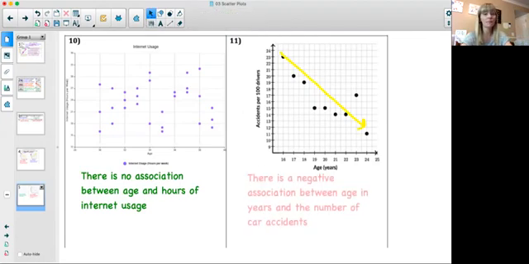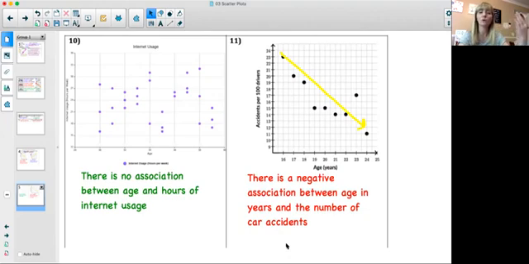So what that tells me is there is a negative association between age in years, at least between 16 and 25, and the number of car accidents. That means the older you get, the fewer accidents you're in, probably just because you get more experience in driving. Now, I might argue that if we extended this, it'd probably keep a negative association for a while, but if we extend it all the way to older people, some of them get in more accidents because they can't see anymore and stuff. Anyway, for this particular age group, there is a negative association, meaning the older you are, the fewer accidents you're in.